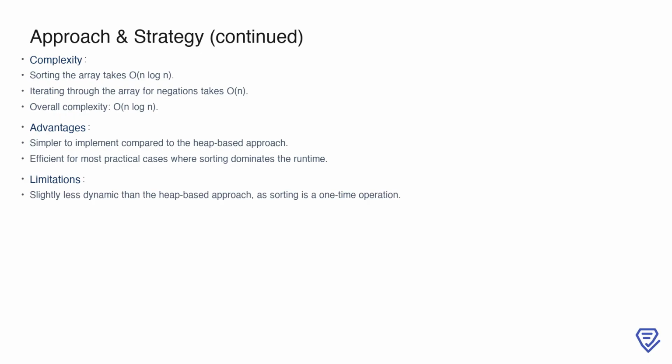However, this simplicity comes at the cost of reduced flexibility. Unlike the heap-based method, which dynamically adjusts to the smallest values after each operation, the sorting method is less adaptable since it relies on a static ordering of the elements.